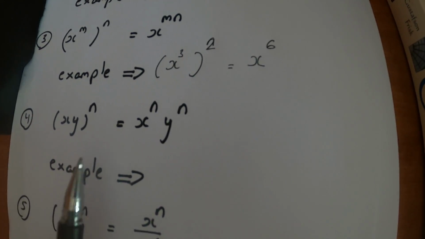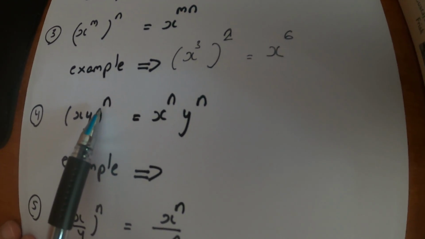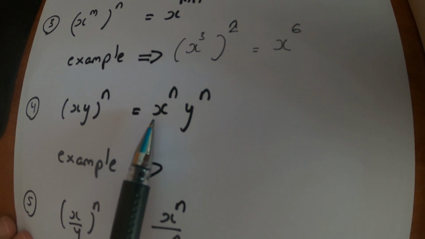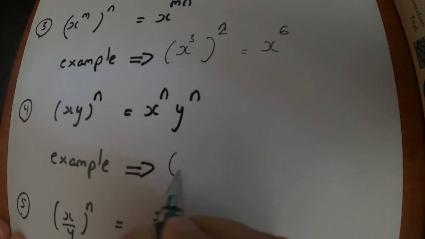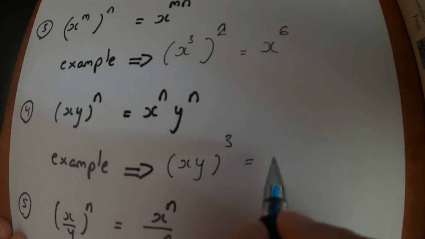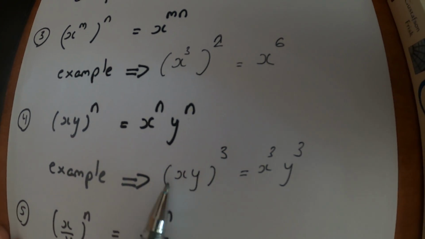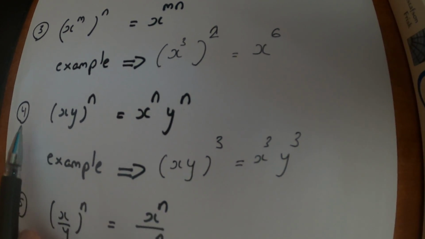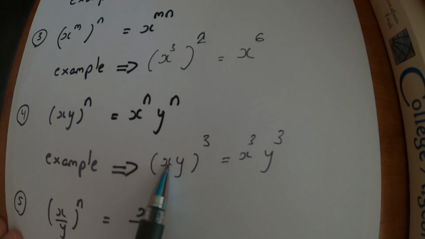Rule number 4 is where x times y, to the power of n. In this case, the power n is for the x as well as for the y. So you can write it as x to the power of n and y to the power of n, right? The example will be x times y, to the power of 3, which is equivalent to x to the power of 3 and y to the power of 3. So in this case, the power 3 is for the base of x as well as for the base of y, right? So you have to know that this power rule is where the power is for the x as well as for the y.